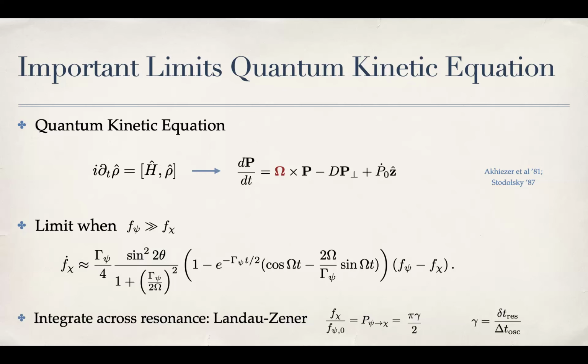And you can actually integrate this equation across the resonance, and you get exactly the Landau-Zener probability of conversion to leading order. So this kind of Boltzmann-like equation actually captures this full quantum kinetic equation shown above very, very well, but it's just a little bit more numerically easy to solve. So this is a nice feature that we have for our models.